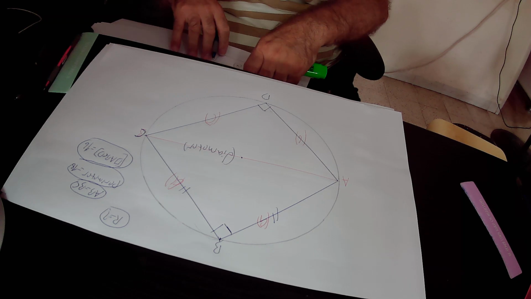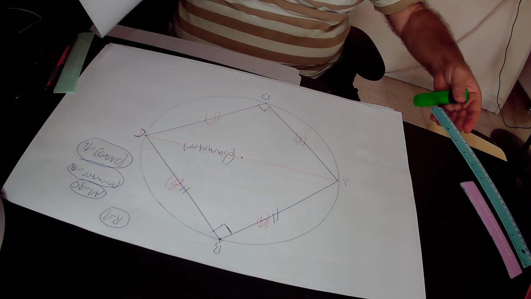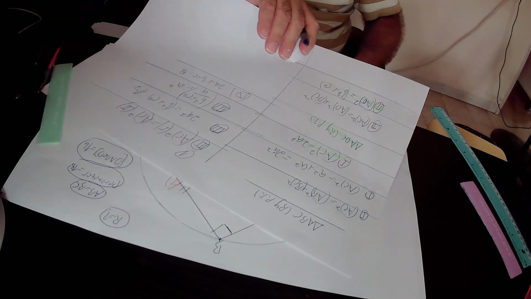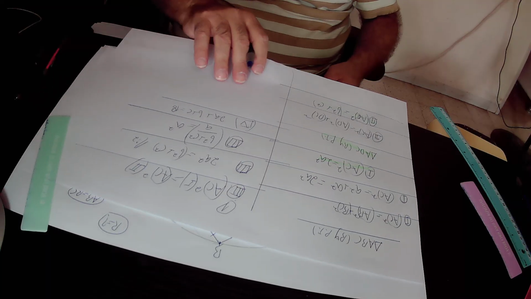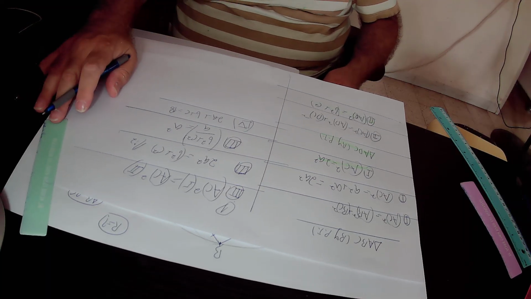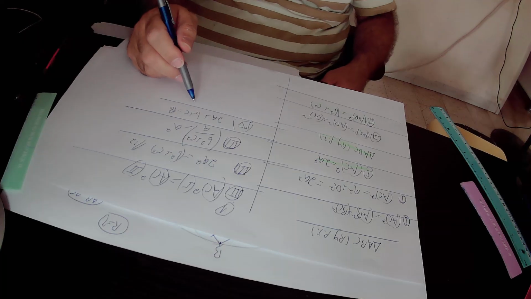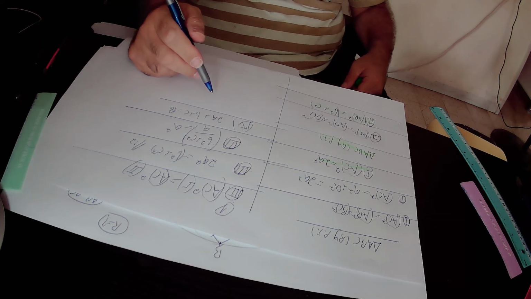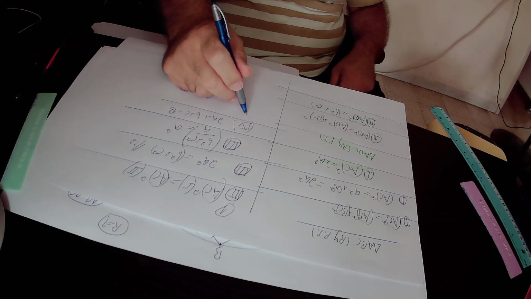And again, the sum of the four sides of quadrangle ABCD equals 18. That is to say, 2A plus B plus C equals 18. That is equation 4.